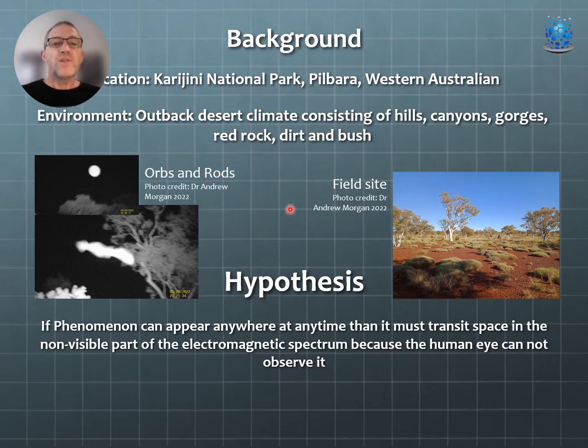As in previous slides, it's an outback desert climate consisting of hills, canyons, gorges, red rock, dirt and bush, and of course there's a lot of mesas around as well, so very similar to Skinwalker Ranch regionally. And here's the hypothesis that was developed that I was talking about. We base all our observations and methodology and data collection, or data-driven research, on it. So a phenomenon can appear anywhere at any time, then it must transit space in the non-visible part of the electromagnetic spectrum because the human eye cannot observe it.